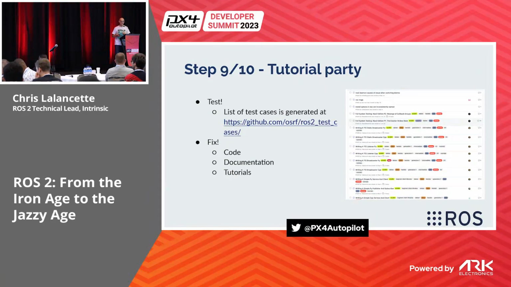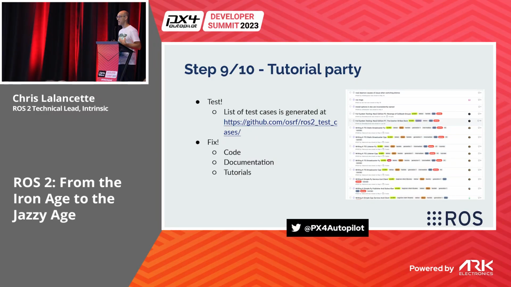So this is a new thing that we did in 2023, which is the tutorial party. This is an idea we took from the Gazebo team, and this really includes the community in the testing. So basically, we generate this list of test cases. This year, it was about 450 test cases. That's based on our tutorials, based on some handwritten things, and then an issue is created for every single one, and we do that across different platforms, right?